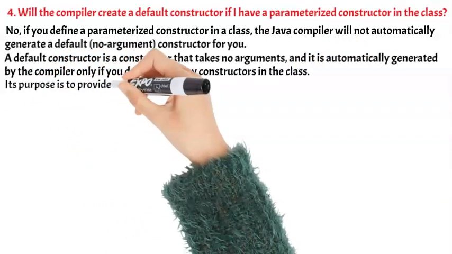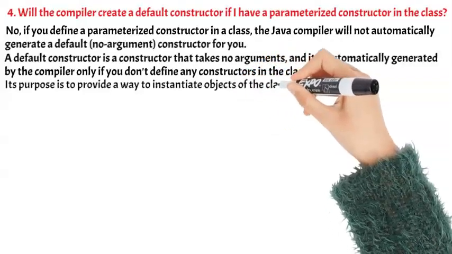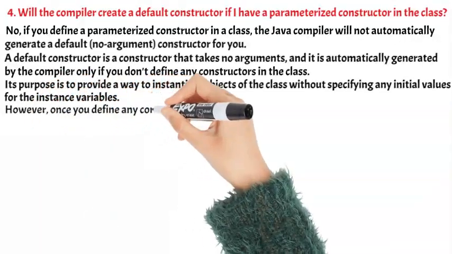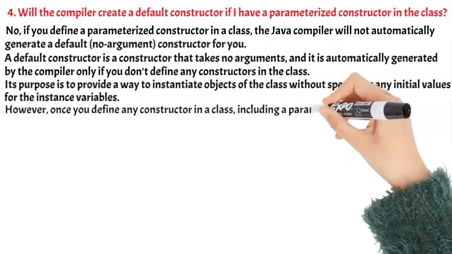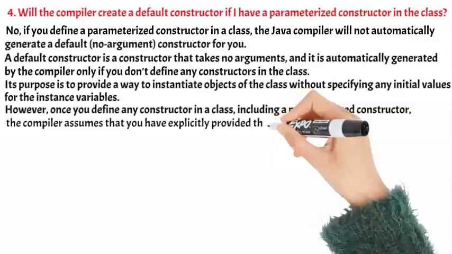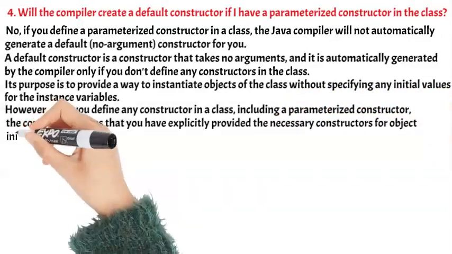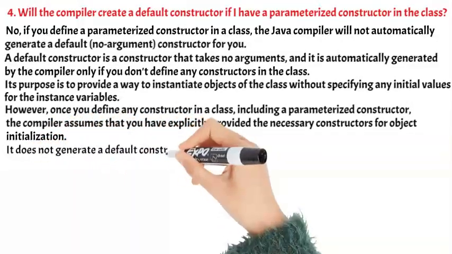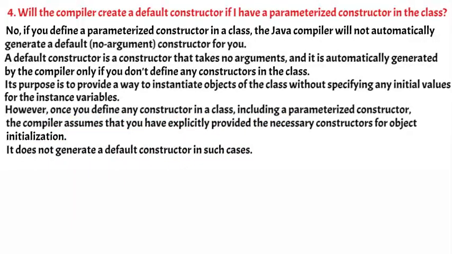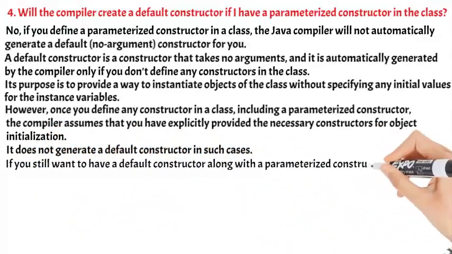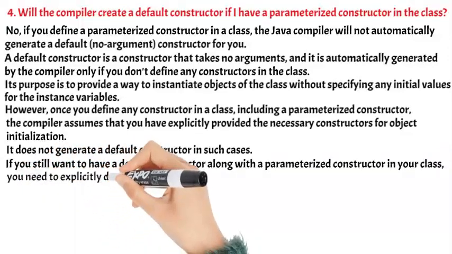Its purpose is to provide a way to instantiate objects of the class without specifying any initial values for the instance variables. However, once you define any constructor in a class, including a parameterized constructor, the compiler assumes that you have explicitly provided the necessary constructors for object initialization. It does not generate a default constructor in such cases. If you still want to have a default constructor along with a parameterized constructor in your class, you need to explicitly define it in your code.